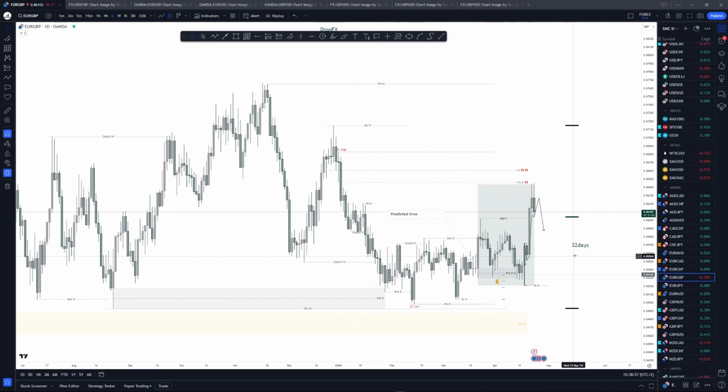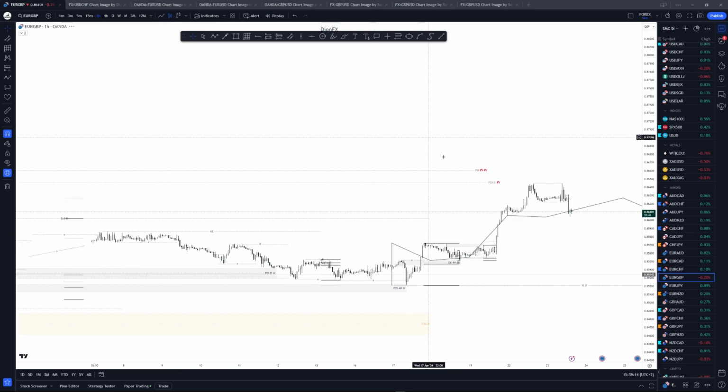It took about 32 days for price to complete the whole move, but as you see, price has completed it. The entries and all of that, if you are in the group, then you know we were able to trade this one. You go on the 1 hour and you can perfectly find this trade right here.